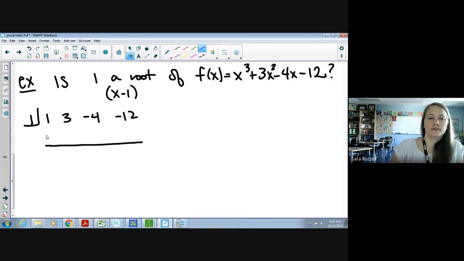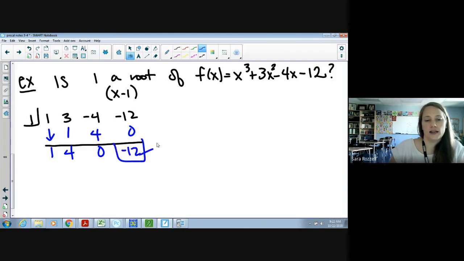All right. So drop our 1. 1 times 1 is 1. 1 plus 3 is 4. 1 times 4 is 4. -4 plus 4 is 0. 0 times 1 is 0, and that makes -12. So that is a no-go. That's our remainder. Since it's not 0, 1 is not a root. So 1 is not a root, and x minus 1 is not a factor.